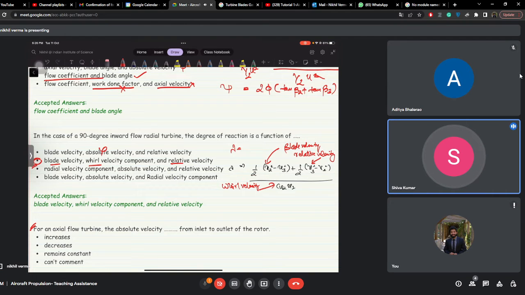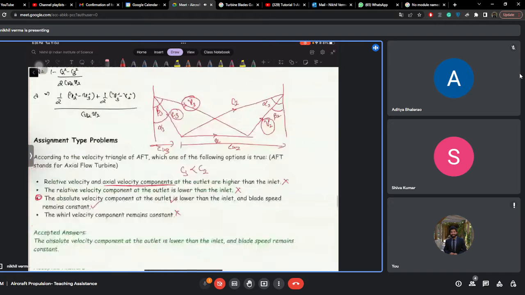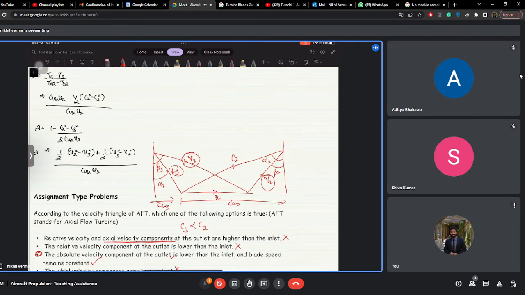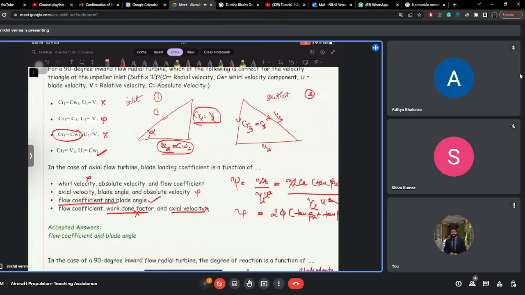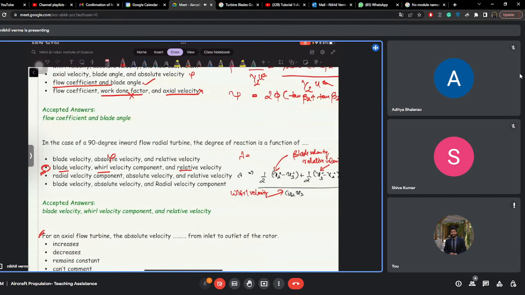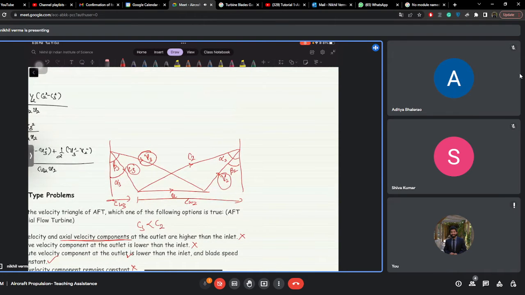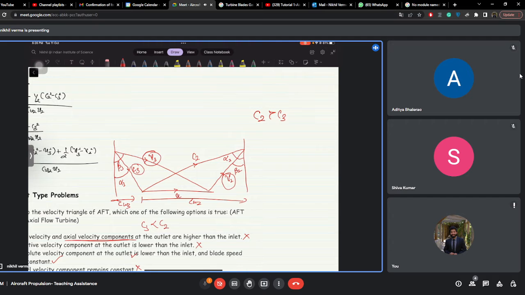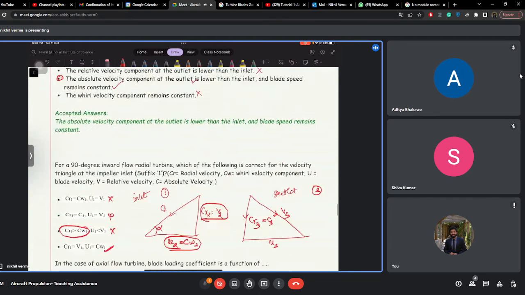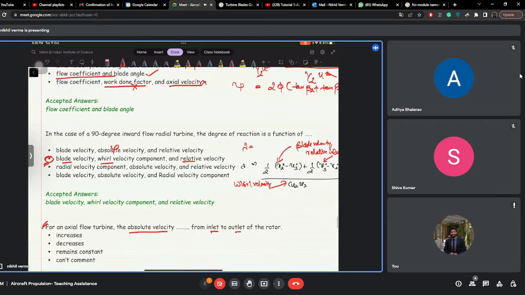By seeing the velocity triangle. Exactly. So by looking into the velocity triangles. So this is a velocity triangle. How does the absolute velocity of an axial flow turbine change? We have to compare inlet and outlet. Which is your absolute velocity in here? C2 and C3. So C2 is greater than C3, right? Yes. At the outlet, the absolute velocity decreases as compared to the inlet. So the correct answer is decreases.